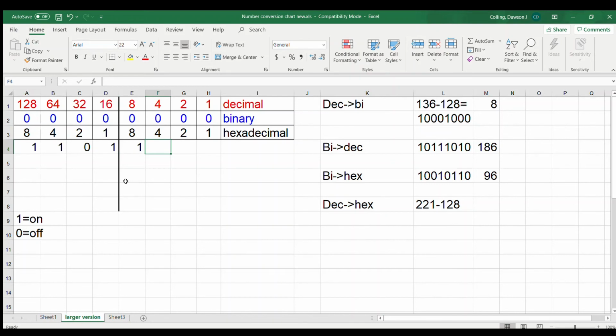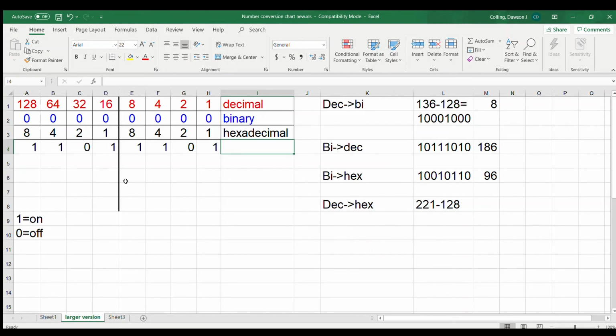We can subtract 4, which comes out to 1. That's positive. We can't do 2, because otherwise that would be a negative number. That's a 0. And finally, we can subtract 1. That's a positive number. There we are. So 221 in binary comes out to 1101 1101.